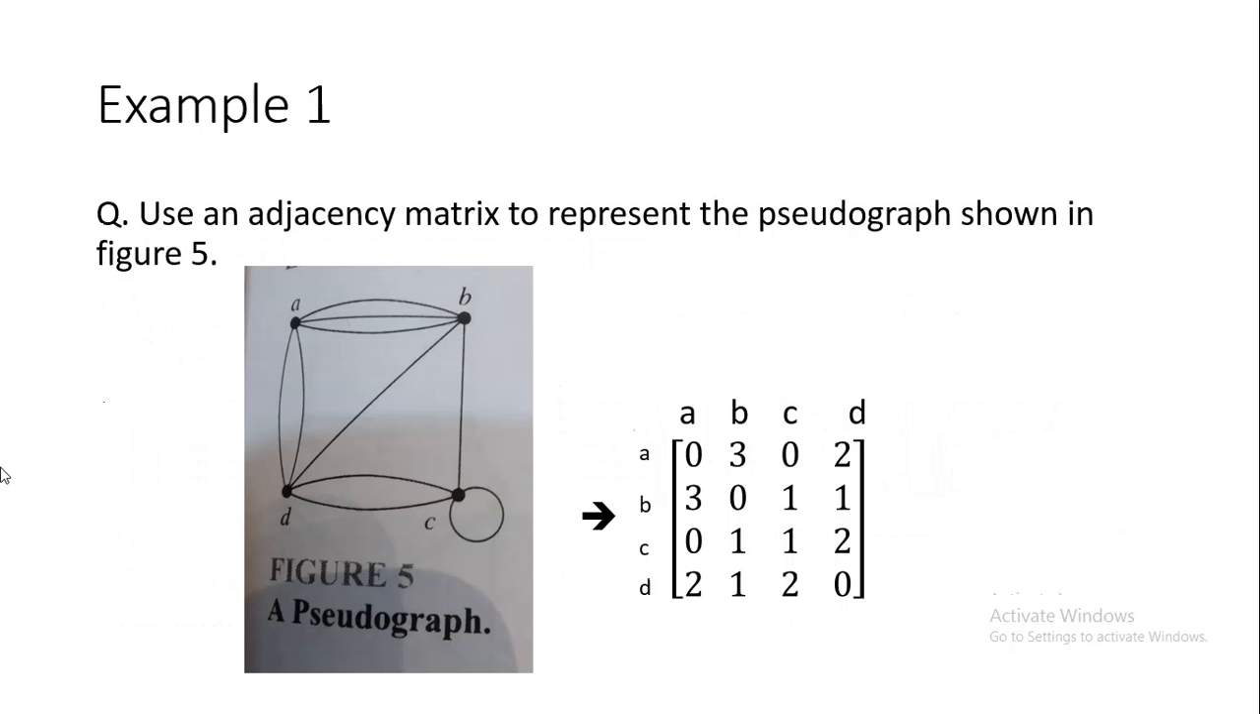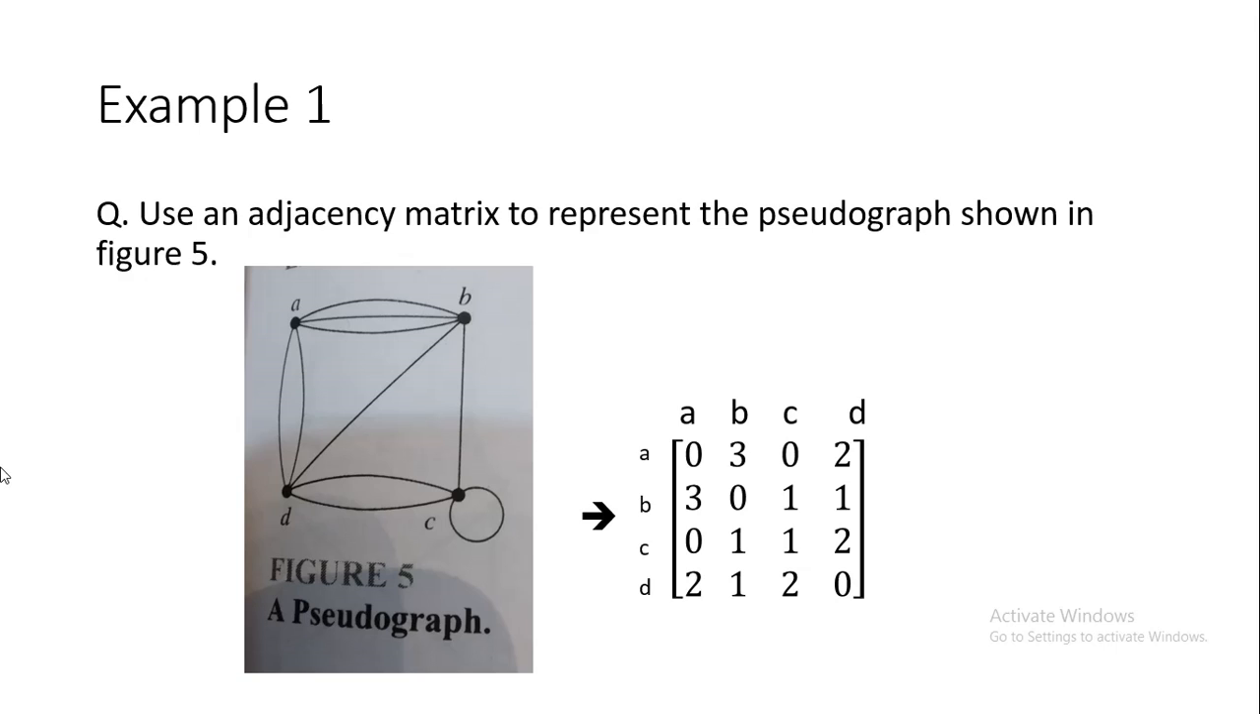Next, see here one example. Use an adjacency matrix to represent the pseudograph shown in figure 5. So see here the figure of the pseudograph. There are multiple edges present between the vertices. By using this graph you have to find out the adjacency matrix.